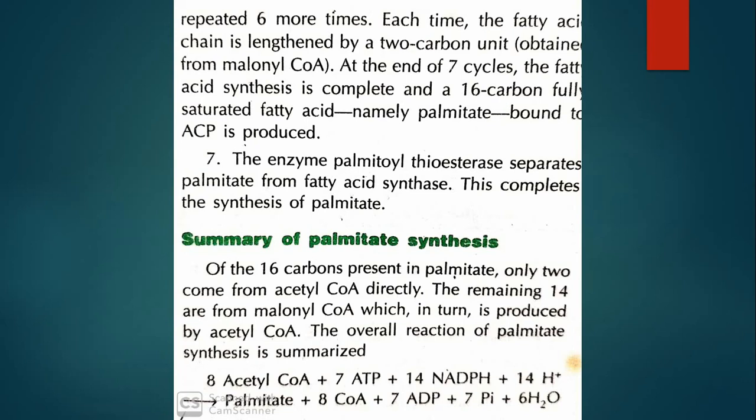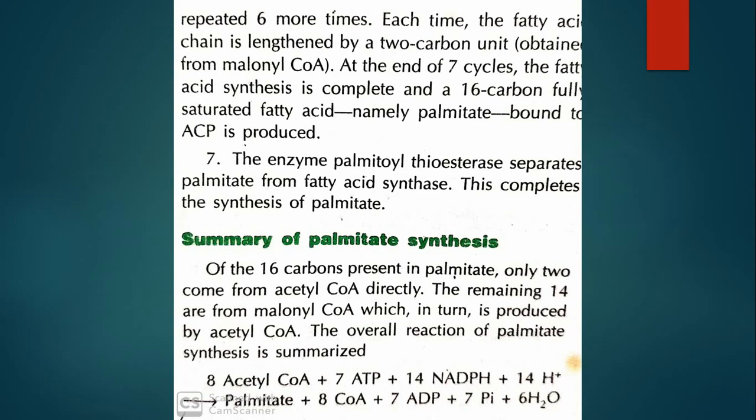Either we can write it as 8 acetyl coenzyme A, or we can write it as 1 acetyl coenzyme A and 7 malonyl coenzyme A plus 7 ATP molecules, 14 NADPH plus 14 hydrogen ions with the help of fatty acid synthase complex leads to formation of the 16 carbon atom containing fatty acid, that is palmitic acid, and 8 coenzyme A, 7 ADP molecules, 7 inorganic phosphate and 6 H2O molecules. This is the overall reaction involved in palmitic acid biosynthesis.